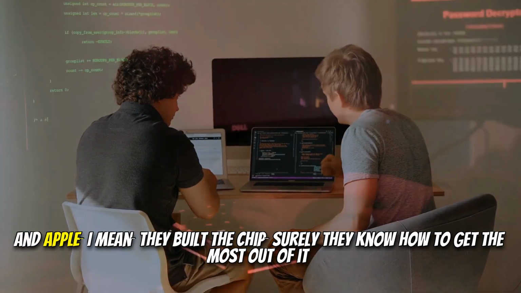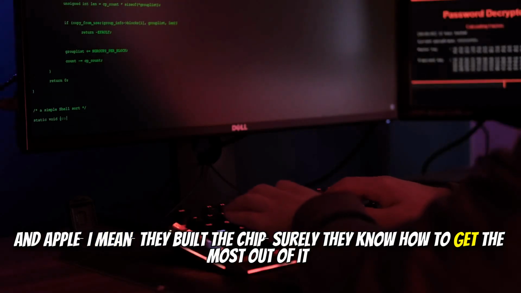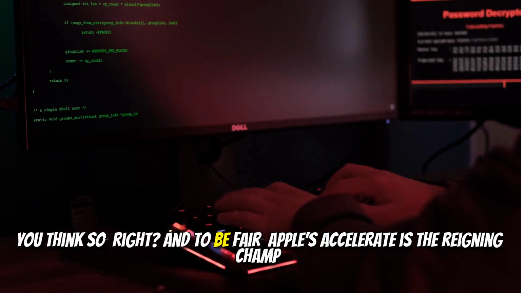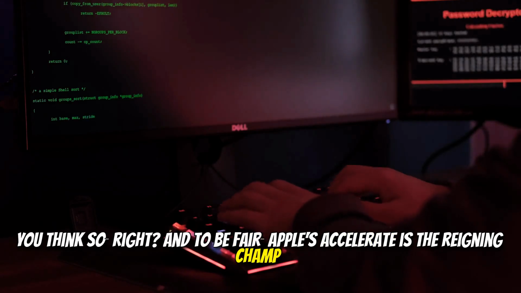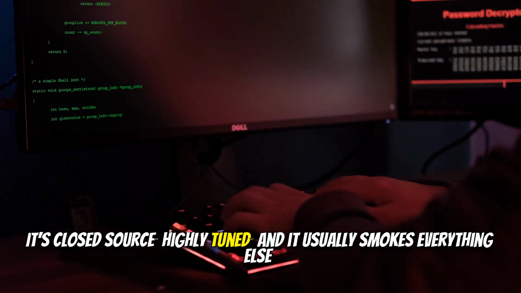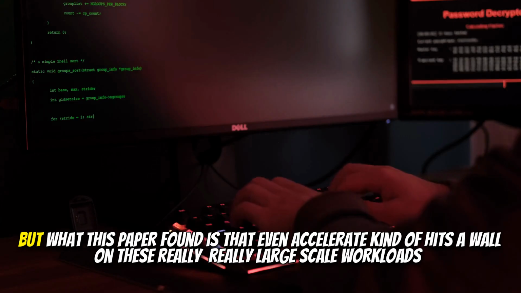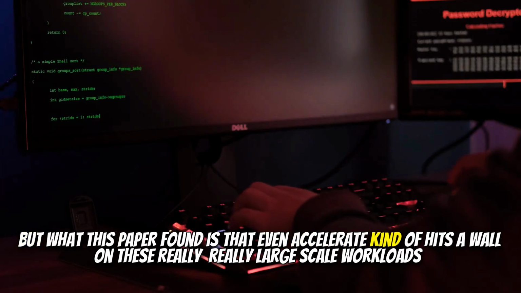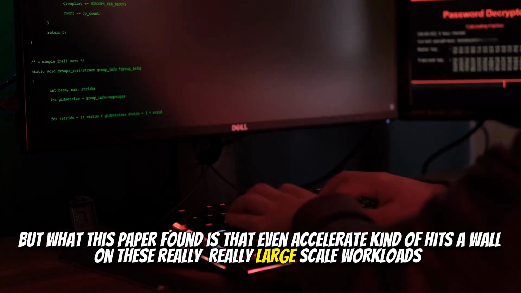And Apple, they built the chip. Surely they know how to get the most out of it. You'd think so, right? And to be fair, Apple's Accelerate is the reigning champ. It's closed source, highly tuned, and it usually smokes everything else. But what this paper found is that even Accelerate kind of hits a wall on these really, really large-scale workloads.